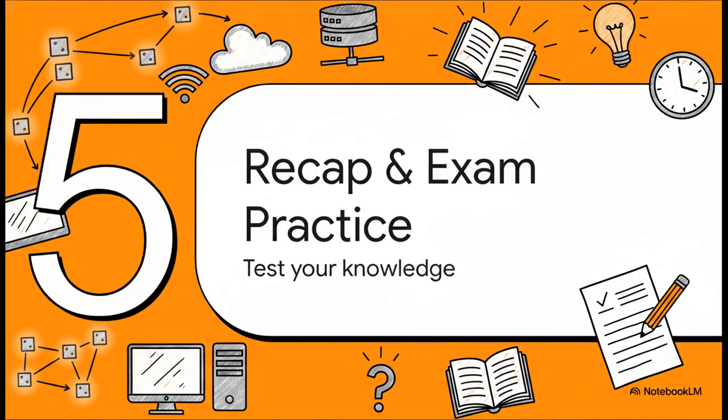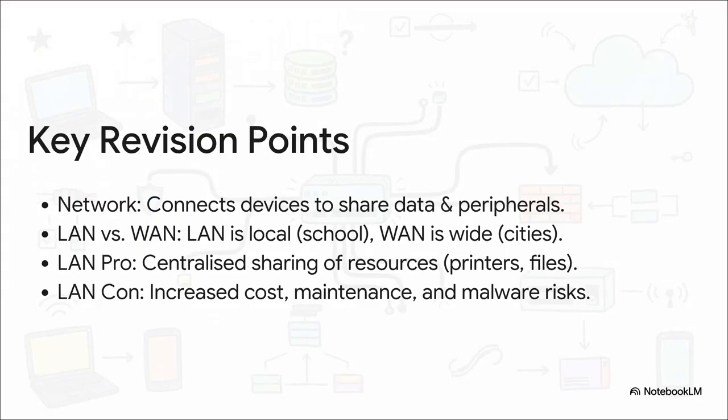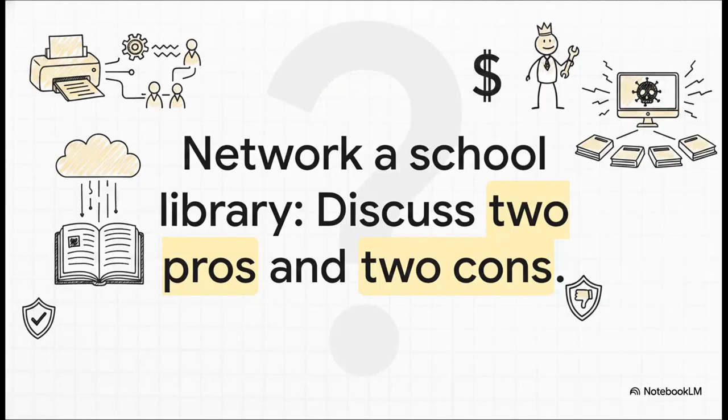Phew, we've covered a ton. So let's wrap this up with a quick recap and then test your knowledge with some exam-style questions. Okay, if you're cramming and can only remember a few things, make it these. 1. A network is all about connecting devices to share things. 2. LAN is small and local, like a school. WAN is large and wide, like across cities. 3. The biggest advantage of a LAN is sharing stuff, printers, files, you name it. And 4. The biggest disadvantage is the cost and the risk of malware spreading really fast. Got it? Awesome. All right, time for some practice.